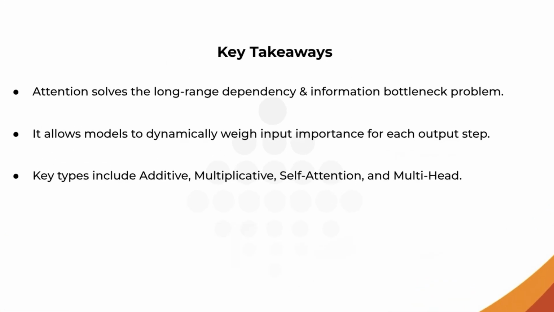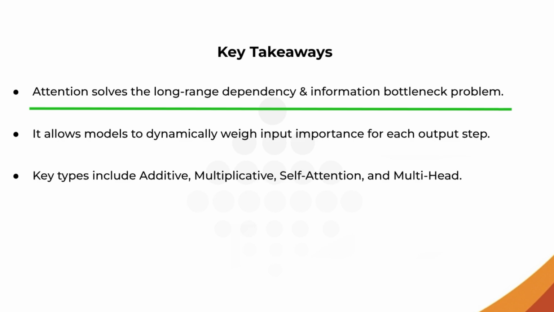So, let's boil it all down. What are the absolute key takeaways about attention mechanisms? First, they are the solution to major hurdles like long-range dependency, forgetting early information, and the information bottleneck, trying to squash too much info into one fixed summary. Attention gives models a better memory and focus.